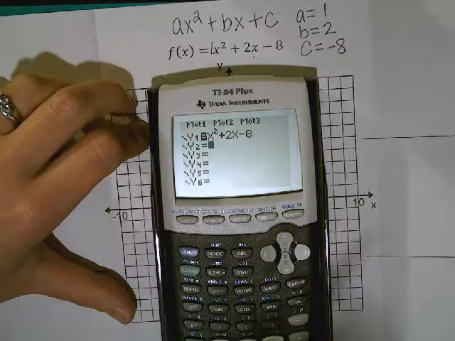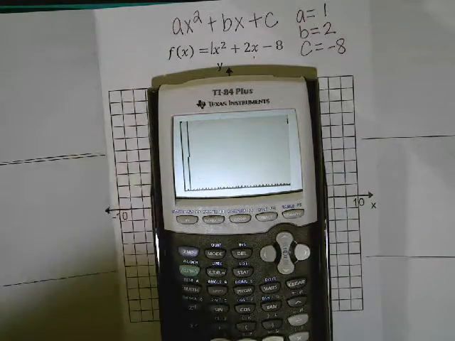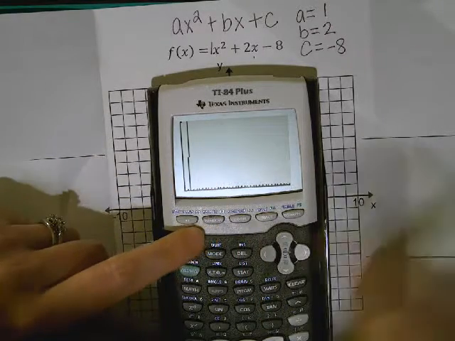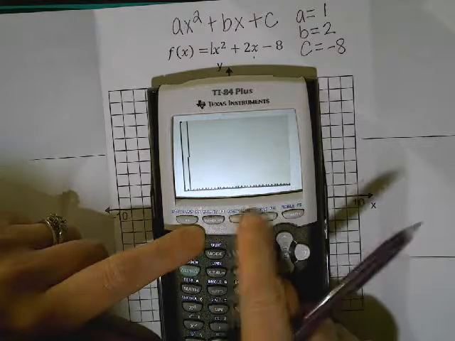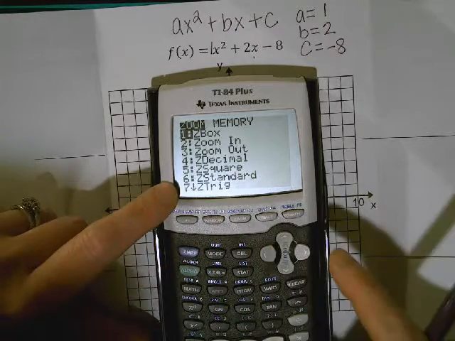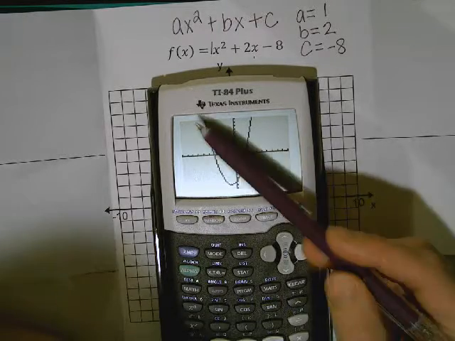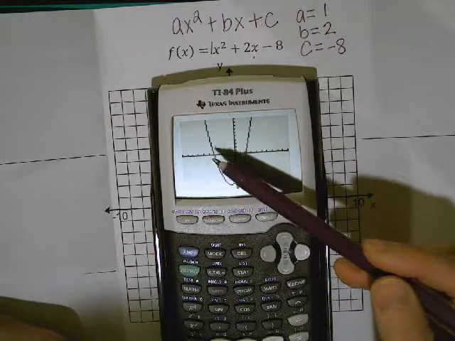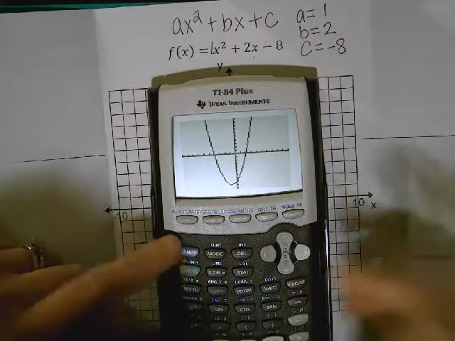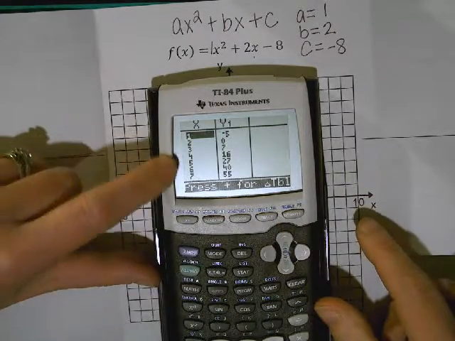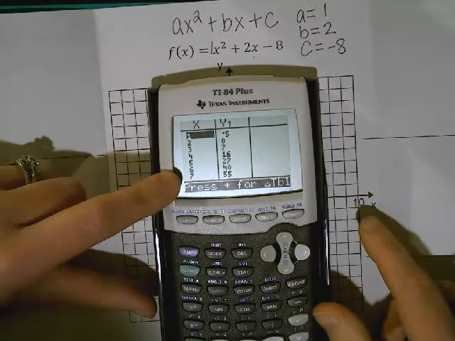Now you could push graph if you would like, but you don't always get a good graph. And if it doesn't show up as a regular graph, you can go to zoom, and then you can push 6. That'll get you your standard graph. But the problem with this is you can't tell the actual points, so I want you to go to the table. So go to second and then table. And here it lists out all of the ordered pairs.